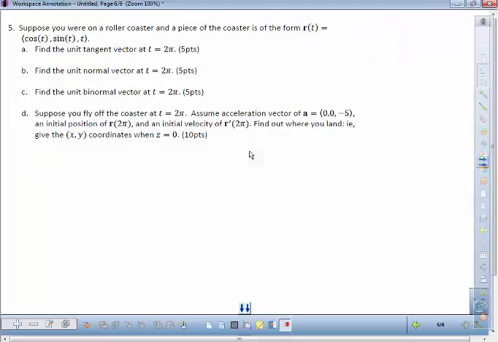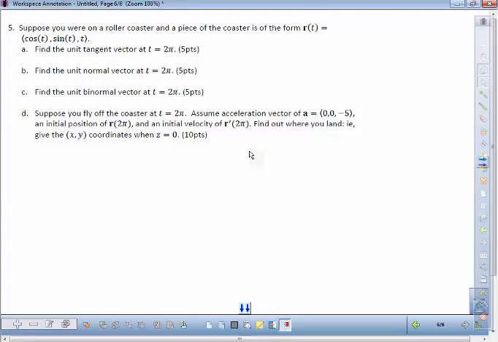This is going to be your exam question with the roller coaster. This is a helix, but I was going to give you the roller coaster that we had in class. But I decided not to. I'll give you something else. Anyways, it's going to be the same idea.